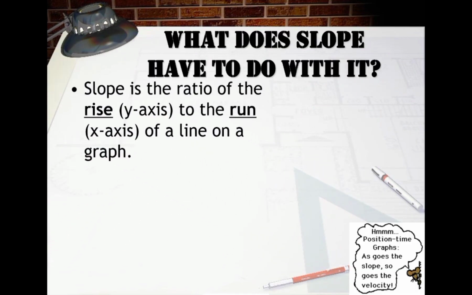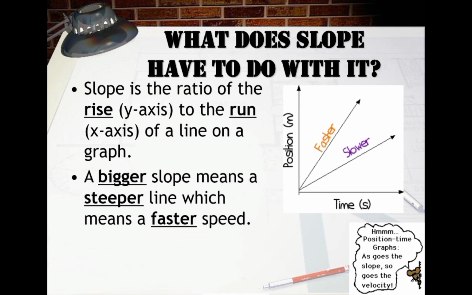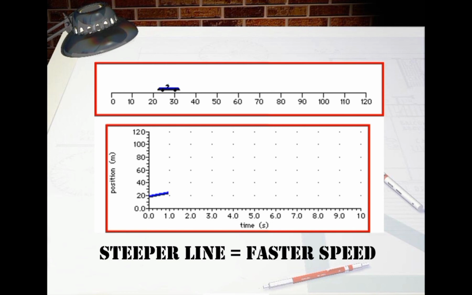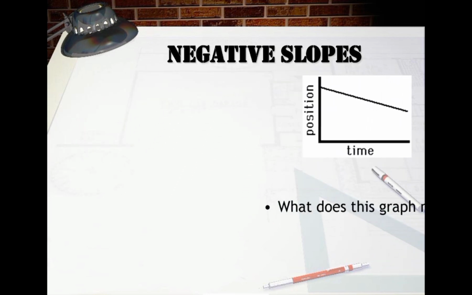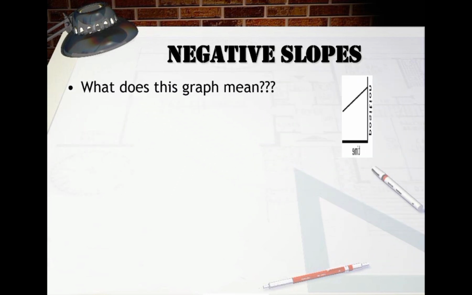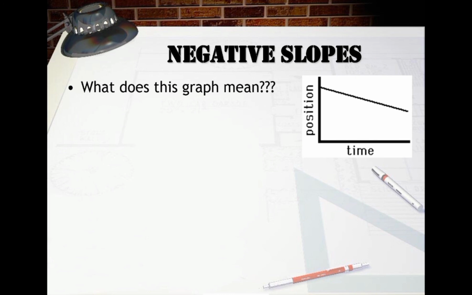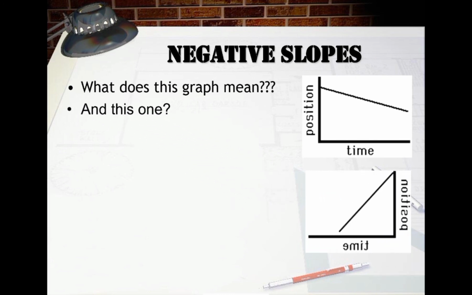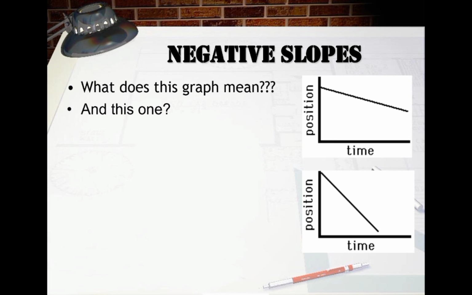Next, slope is the ratio of rise, the y-axis, to the run, the x-axis, of a line on a graph. A bigger slope means a steeper line, which means a faster speed. In this example, we can see that the red car moves fast and the blue car moves slowly. In a distance time graph of a body, a straight line sloping downwards indicates negative slope or decelerating. In this given figure, the first graph is slowly decelerating while the second graph is quickly decelerating.